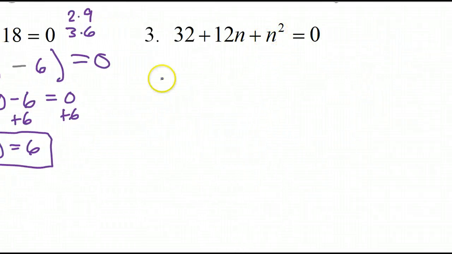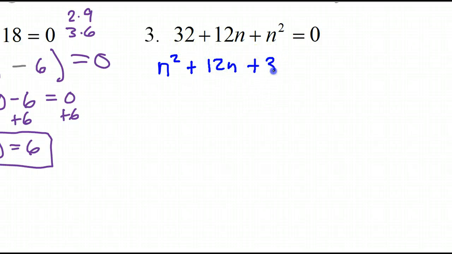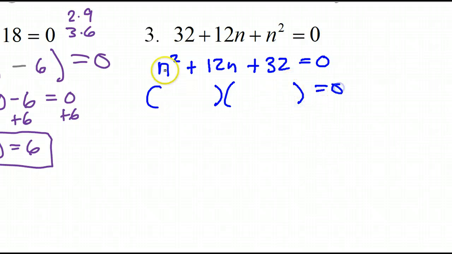So let's put our quadratic term first. So I'll have n squared. Our linear term will stay in the middle, and our constant term will be last. So we'll have this. Now we can go ahead and do what we do. So n squared, that's n times n.